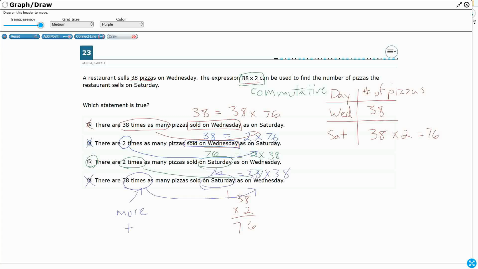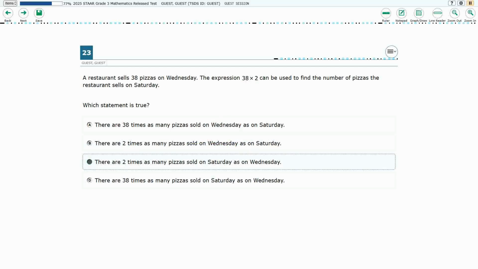And so this is kind of a difficult problem. I do suggest that we write it out each time and try to put the words into an equation and see which one matches. So our answer here is going to be C. There are 2 times as many pizzas sold on Saturday as on Wednesday.